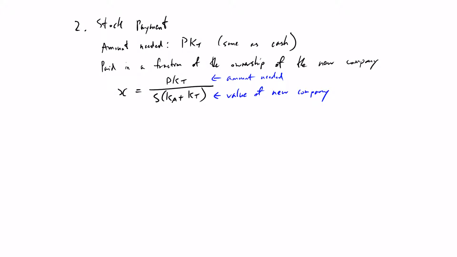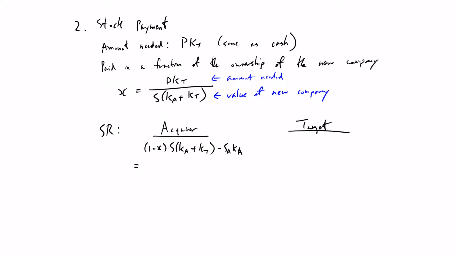What happens in the short run? Short run for the acquirer and for the target. The acquirer only owns a fraction of the company. The remaining terms are the same. And if you break it out, you would realize that the way we formulate it, it really comes back down to what we had before. And the target, the same.